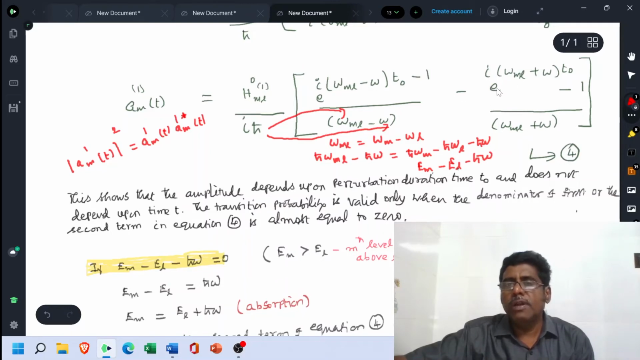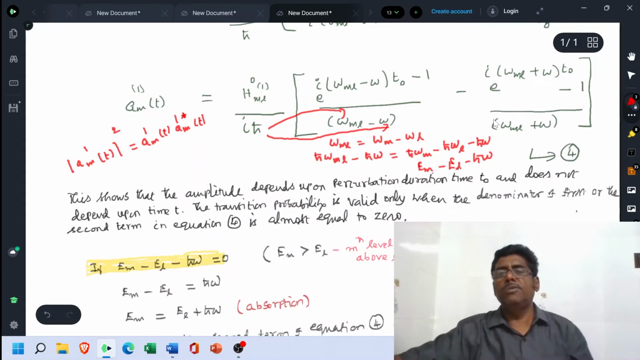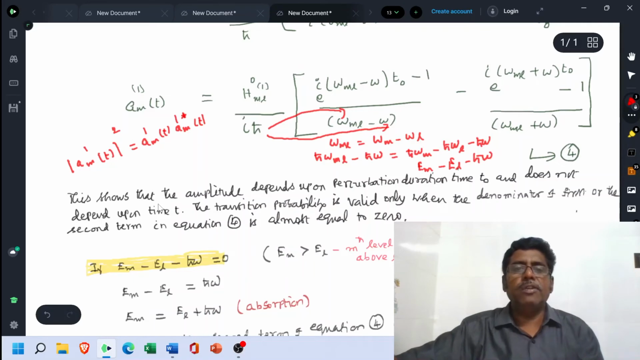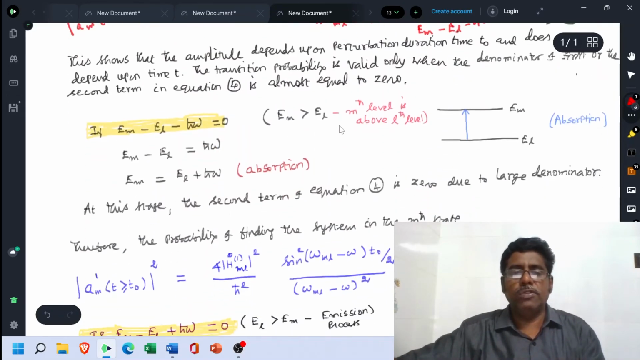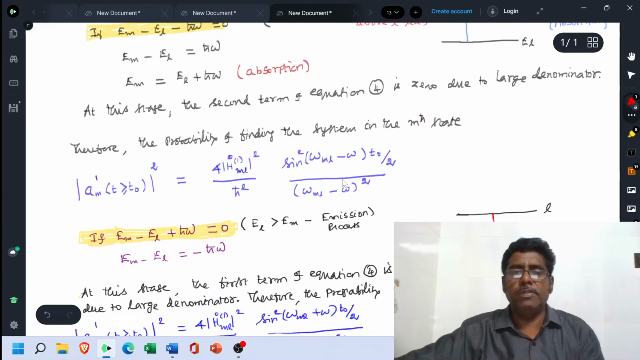We can neglect that small fraction, so this term is removed. To calculate the transition probability, we should consider the first term into account. So the transition probability is given by this formula.